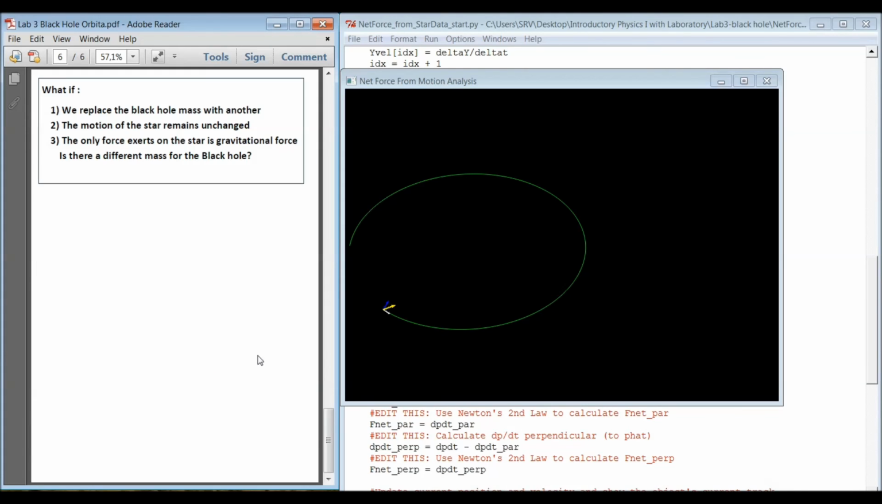What if we replace the black hole mass with another, and the motion of the star remains unchanged, and the only force exerted on the star is a gravitational force? Is there a different mass for the black hole? The answer is no, because we would see a change in the orbit of the star, which is not happening, of course.